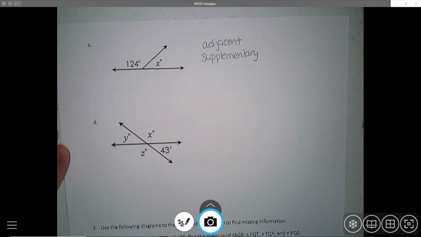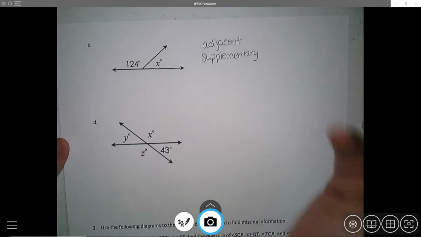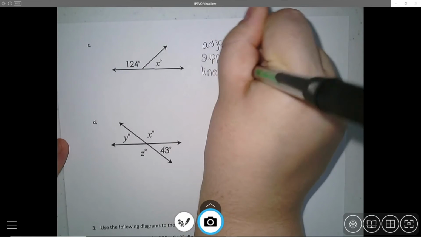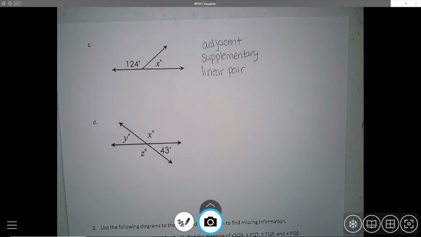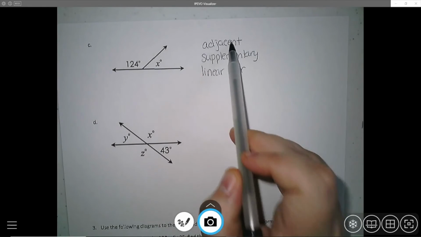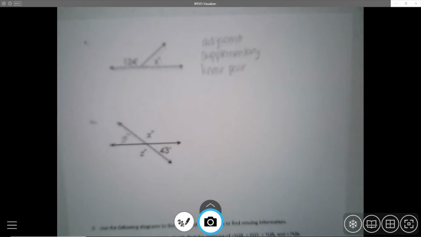Now, this is where we get that special one. If they are adjacent and supplementary, remember, we can also call them a linear pair. Remember in math, mathematicians like to be lazy, so they like to find shortcuts. Just simply writing linear pair is writing adjacent and supplementary together. So if you don't want to write adjacent and supplementary every time when you know it's both, simply write linear pair. You're telling me that you know it's both.